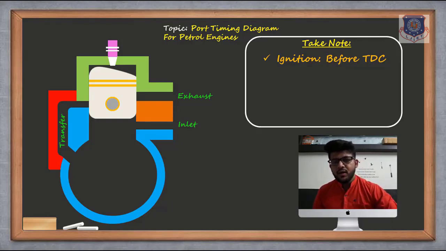So before building a port timing diagram, you only need to see when the ports are opening and when the ports are closing. In the general case, for the port timing diagram, we are not considering the inlet port. We are only considering the exhaust port and transfer port because both ports are connected with the combustion chamber and we only want to see what is happening in the combustion chamber because we are getting power from that. Fine. So let's start.